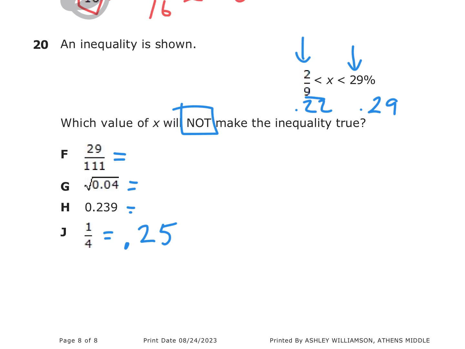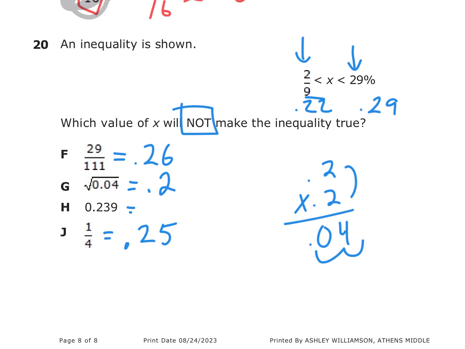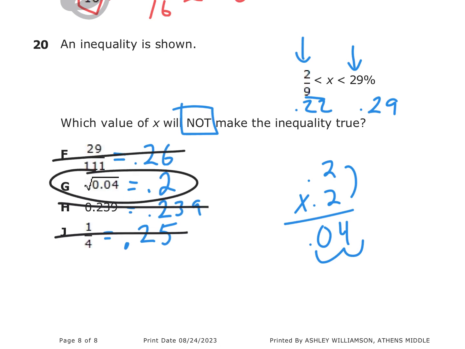What's 29 over 111? 0.26. What about square root of 0.04? 0.02? Yes, 0.2, good. And Kobe, the reason it's not 0.02 is because when I multiply two decimals, you count up your total number of decimals. So 0.2 times 0.2 is 4, but how many decimals do I have here? 1, 2, so I get 0.04. And then 0.239. So which of these is not between these? It's got to be G.